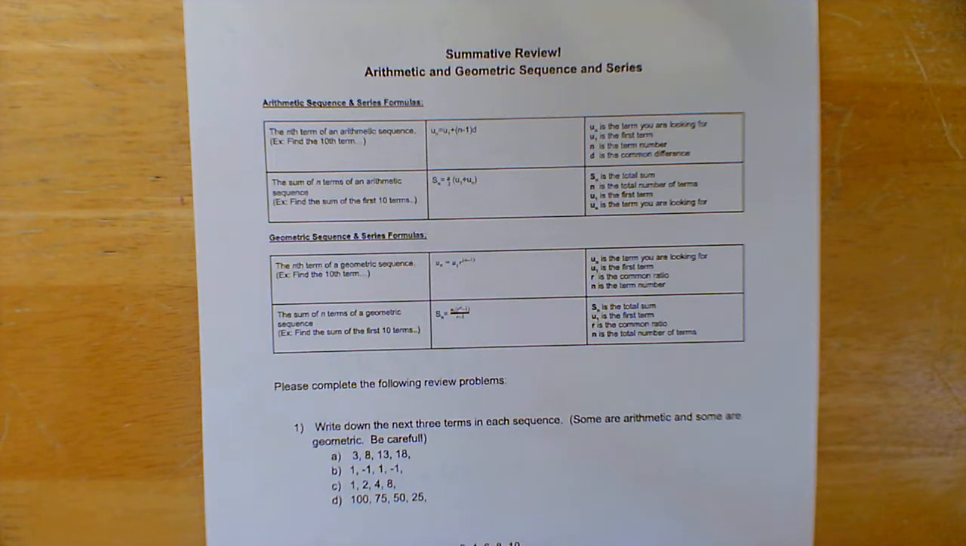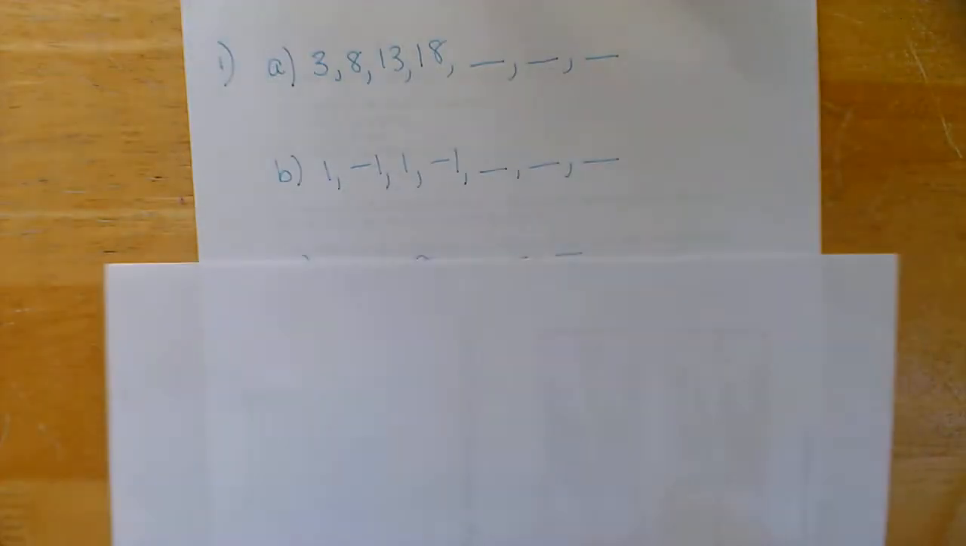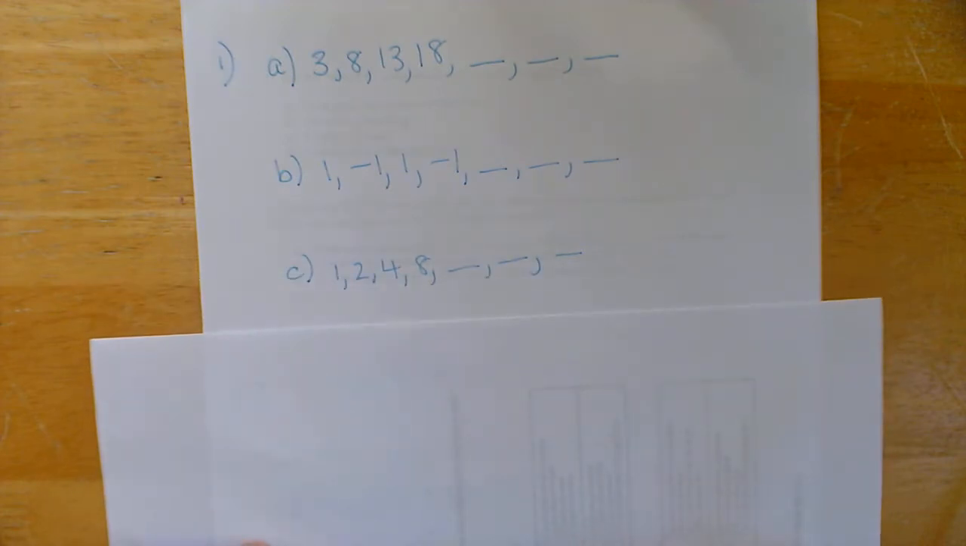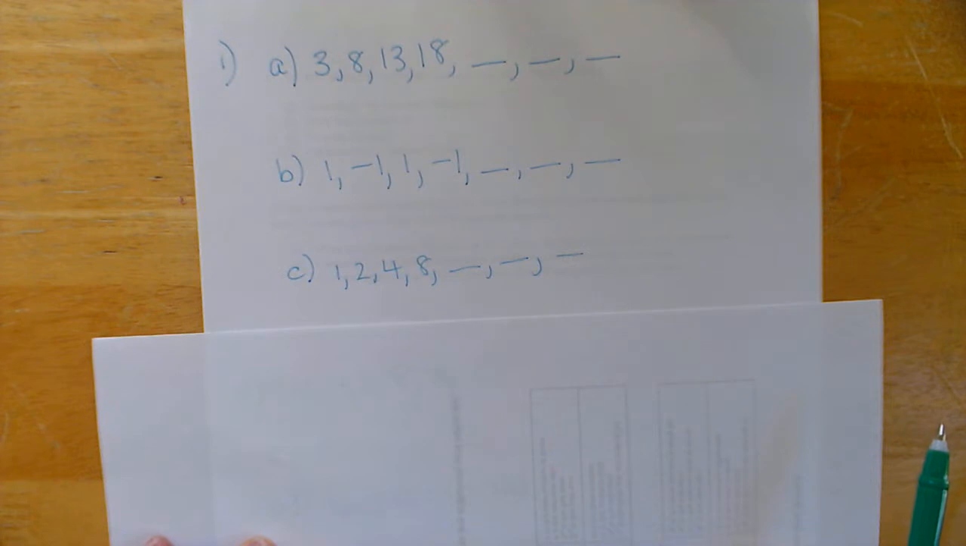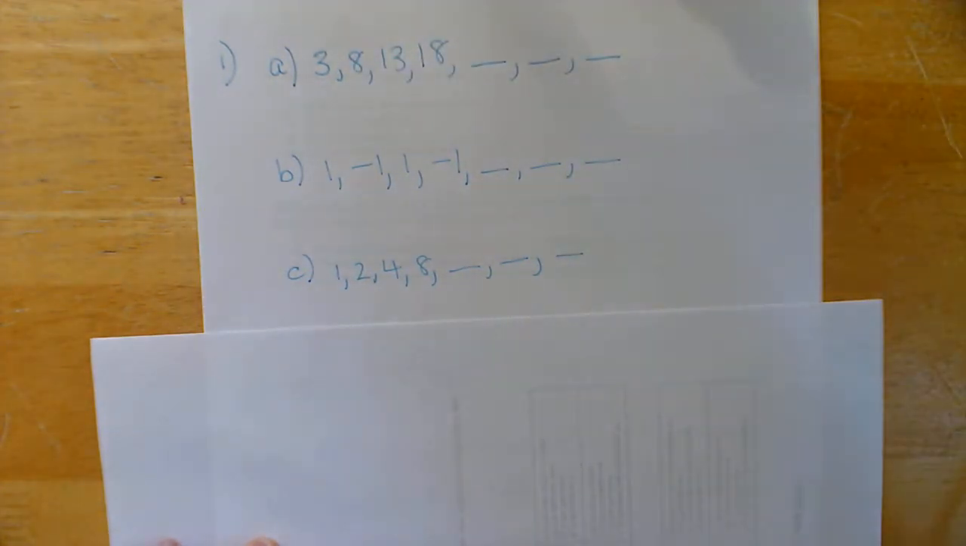Number 1, write down the next 3 terms in each sequence. Some are arithmetic and some are geometric. Be careful. So what I have done is I have provided another page with the examples on it. So these were the examples from number 1. We have A, B, and C. So this is the first example, 3, 8, 13, 18. So let's do these together.